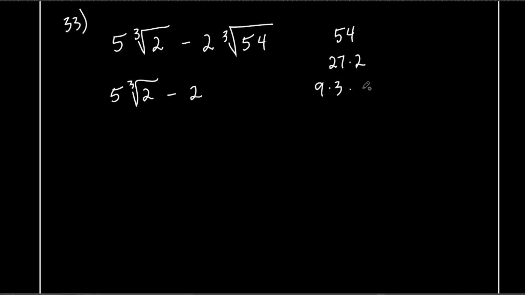9 times 3. Okay, and let's break down 9. That's 3, 3, 3, 2. That's 54. I didn't know that off the top of my head, but I do the little factor tree, and that's what it is. Why did I do that? What was the whole purpose in that? So I could group it in groups of 3s. Why 3s on this one? Because I'm taking the cube root of it. Make sense?